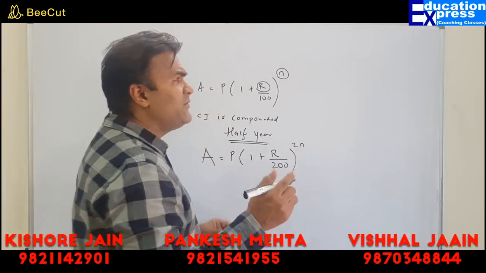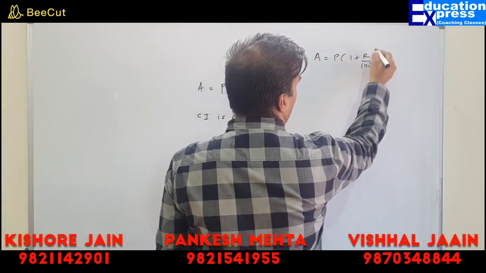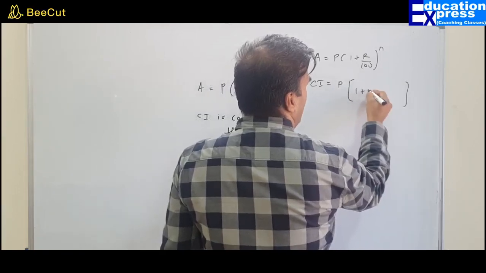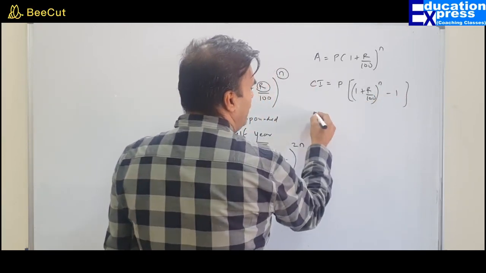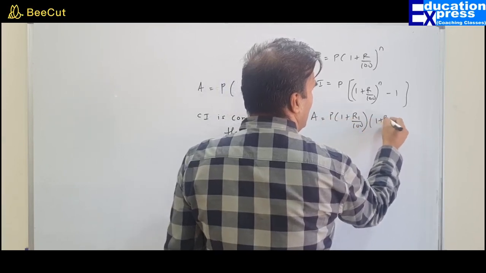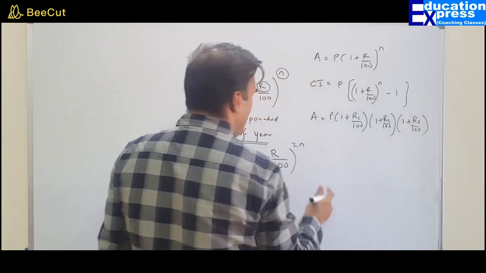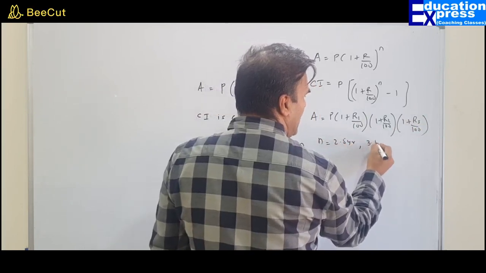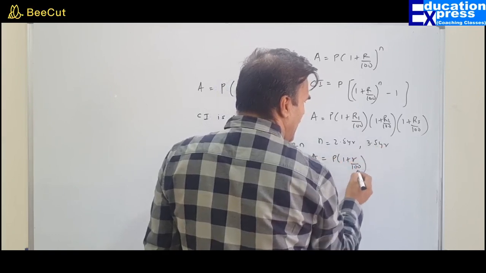So in the list of the formulas which I had told you earlier, the first one was A equals P into (1 plus R upon 100) raised to n. Then the formula for CI, which is P into ((1 plus R upon 100) raised to n minus 1). Then we need, for multiple years, P into (1 plus R1 upon 100) into (1 plus R2 upon 100) into (1 plus R3 upon 100). Then in case the time period was 2.5 years or 3.5 years, in that case A was P into (1 plus R upon 100) raised to 2.5.